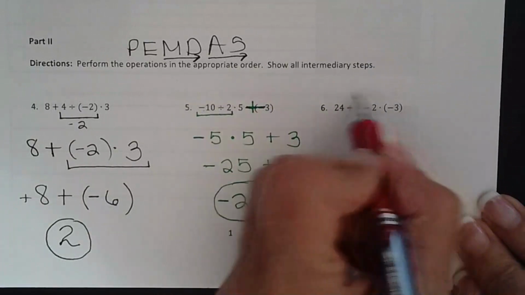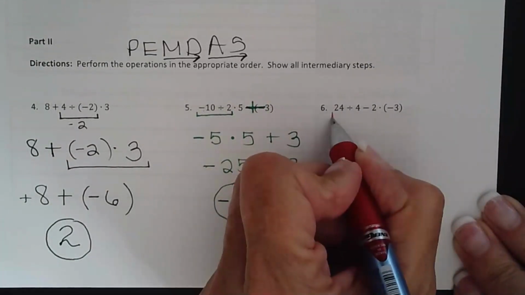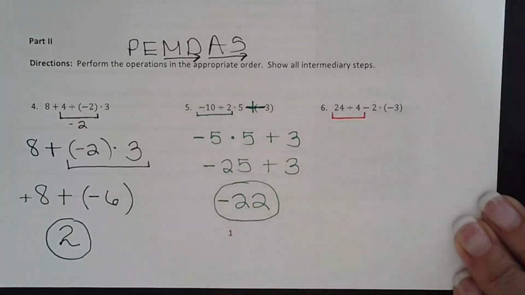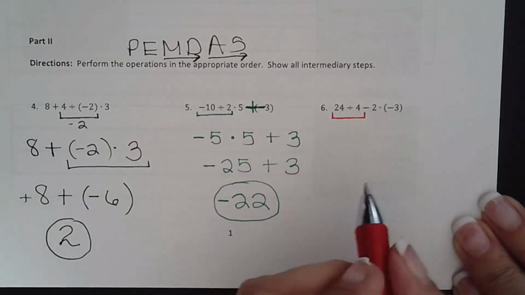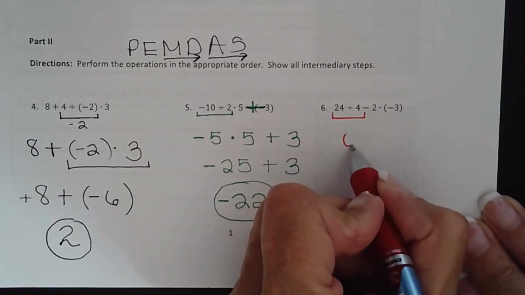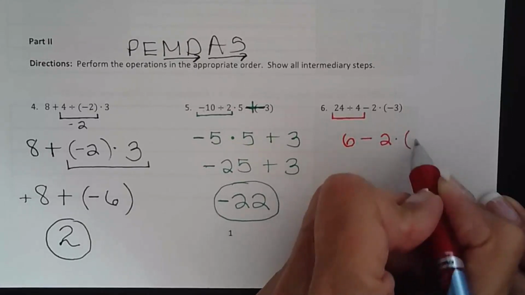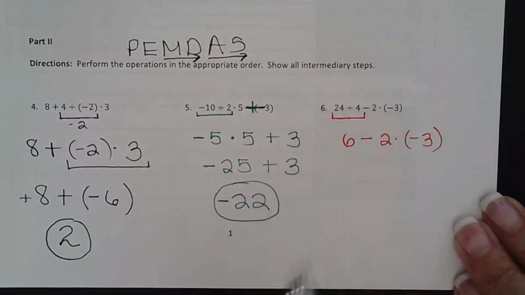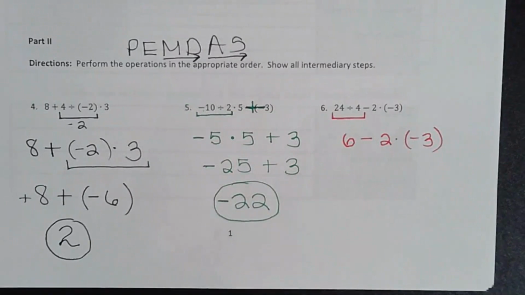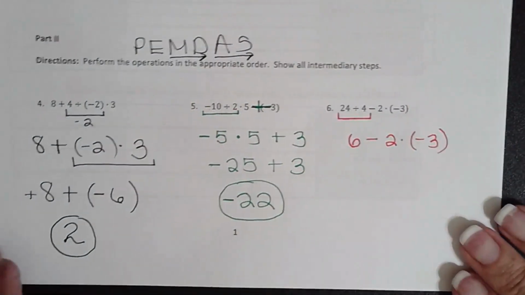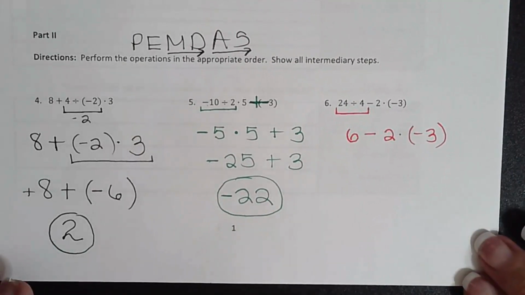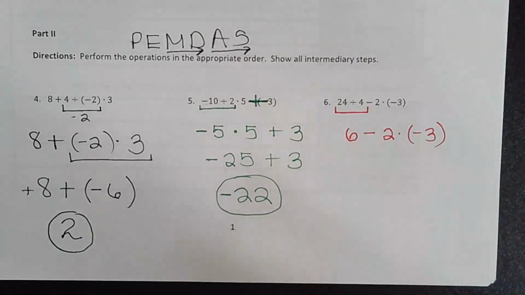Okay, so no double negatives here. I don't need to do that, but I will start with division, going left to right through multiplication and division. I get 6 minus 2 times negative 3. Now I will tell you, of the 3, this one is by far the most missed from this group. And there's 2 reasons. So there's 2 ways you can do this problem.